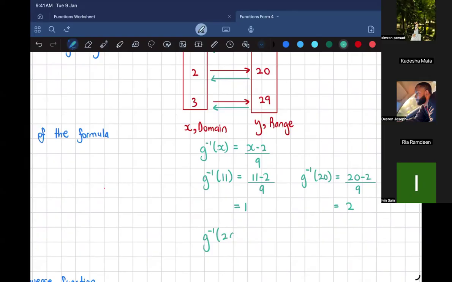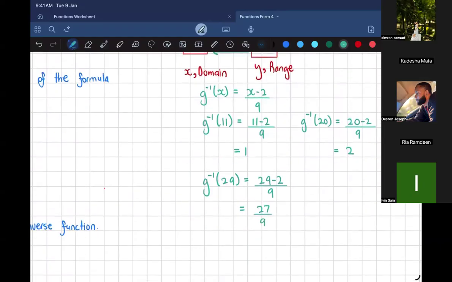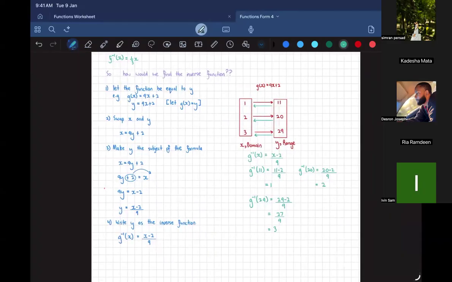If I put 29 into the inverse function, what is my expected answer? 3. So 29 minus 2 over 9. That's going to be 27 over 9, which is 3. Maths is very cool. It works out. So, Vanessa, do you understand now what our function is and what the inverse function is?